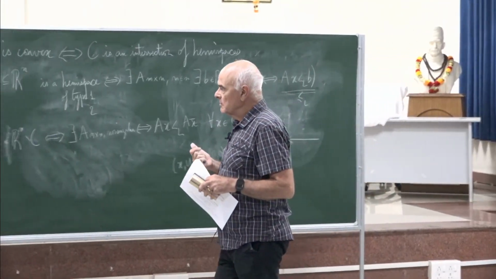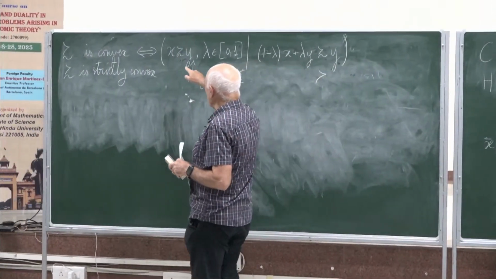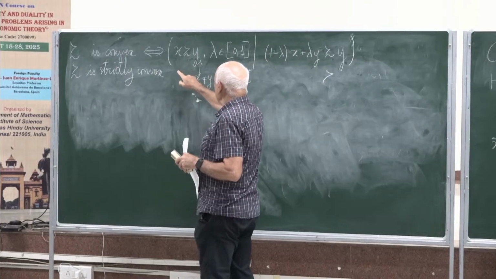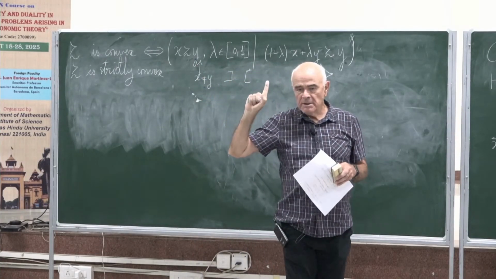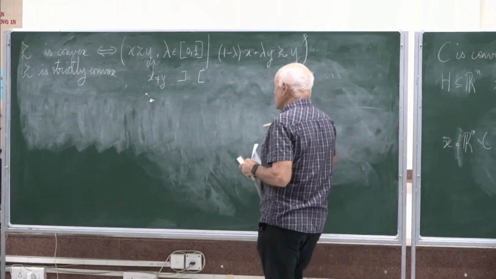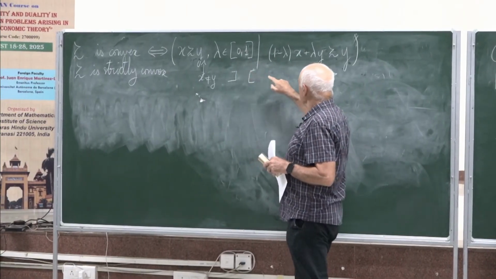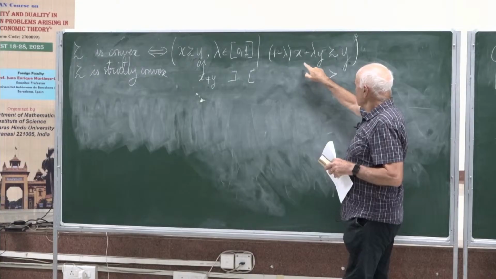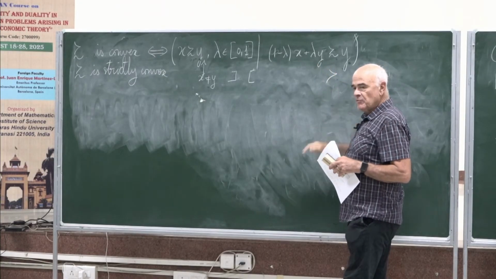Okay, so a preorder is strictly convex whenever you have x preferred to y and different from y. I'm not saying indifferent, I'm saying different. They may be indifferent. And lambda is between 0 and 1, then a convex combination is strictly preferred to y.